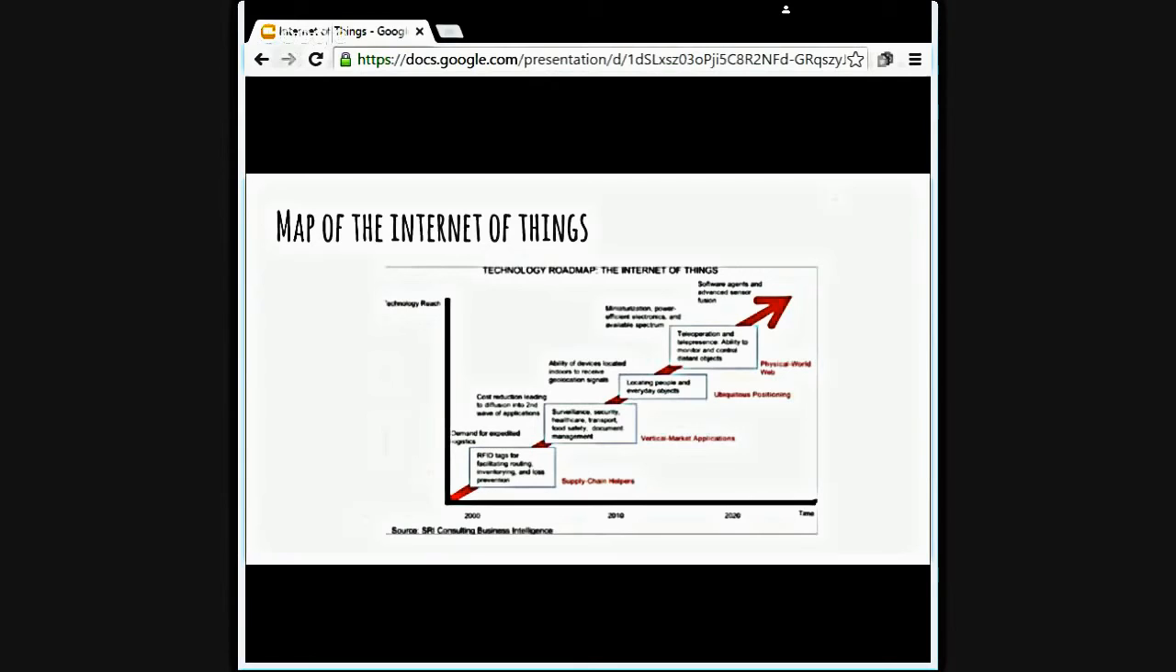Here's just another map of the Internet of Things. It shows the supply chain helpers, which has to do with the RFID tags for facilitating routings, and vertical market applications, which is surveillance, security, healthcare, and ubiquitous positioning, which is locating people and everyday objects, and physical world web, which is teleportation and telepresence ability, just basically the ability to monitor and control distant objects.